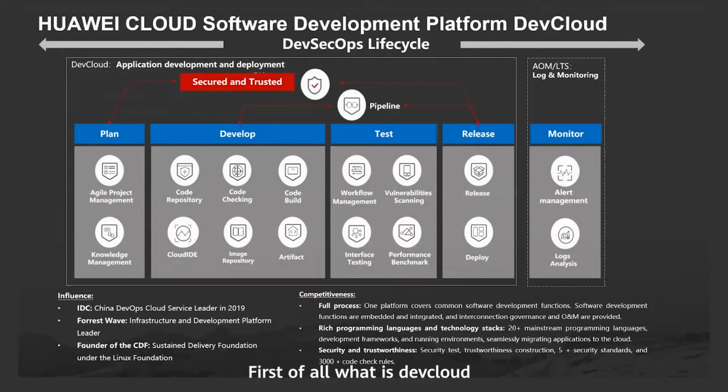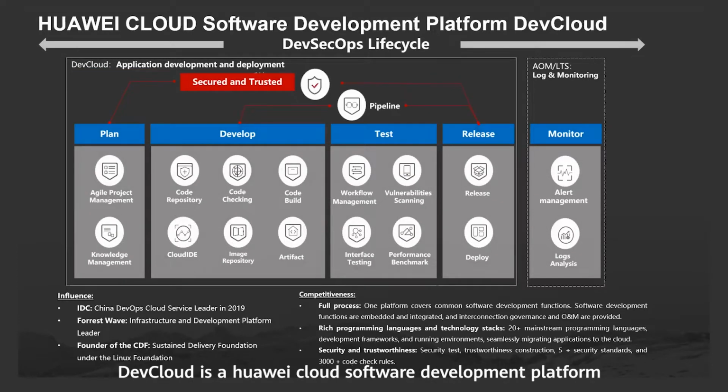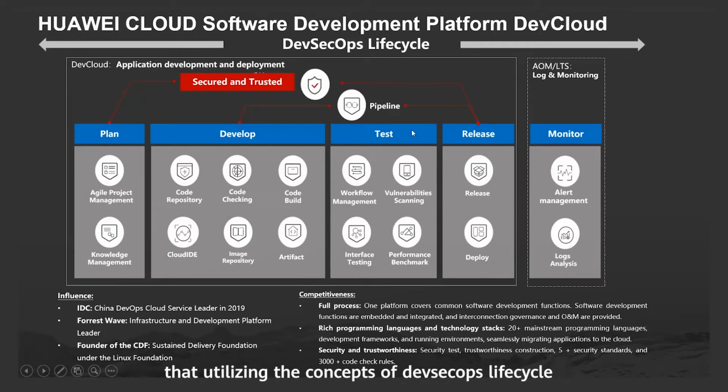So first of all, what is DevCloud? DevCloud is a Huawei cloud software development platform that utilizes the concept of DevSecOps lifecycle for application development and deployment. The complete lifecycle consists of 5 main parts, including plan, develop, test, release, and monitor.